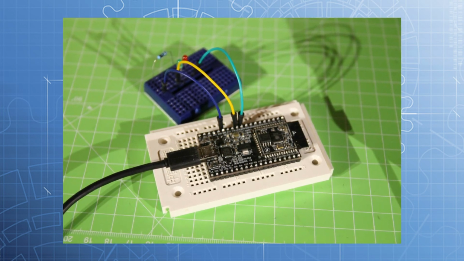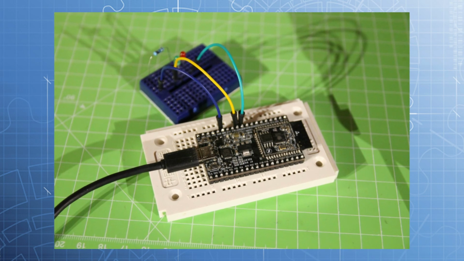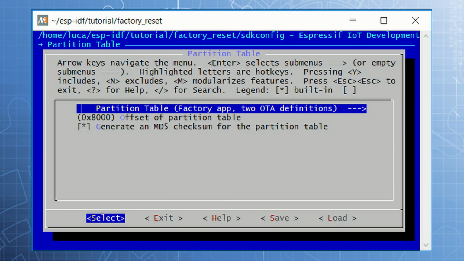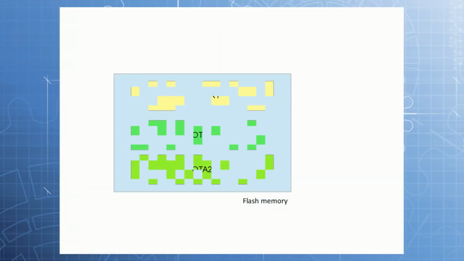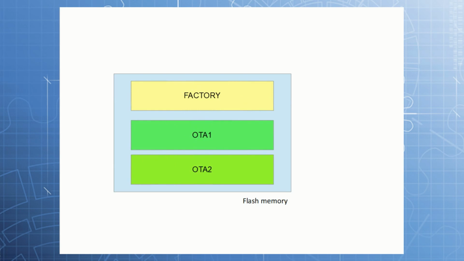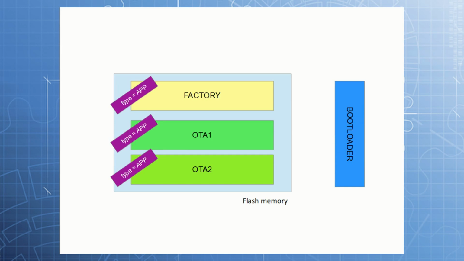To understand how the code works, let's first recap what happens when you do an over-the-air update. If you use the default partition table for OTA, named Factory App, Two OTA Definitions, your flash memory contains three partitions that can store applications or firmwares. The partition type of those partitions is app. When you reset the chip, the bootloader looks for an app partition with the boot flag and runs the firmware stored in that partition.